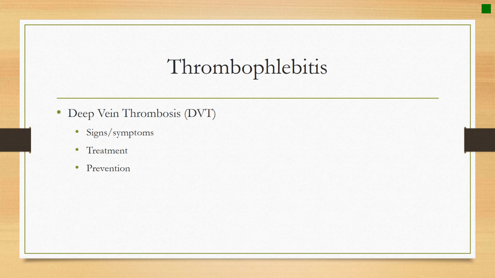Prevention for those at risk of DVT would be early ambulation, okay, range of motion, and leg exercises with dorsiflexion of the foot, compression stockings or boots, adequate fluid intake, and low-dose anticoagulant therapy.